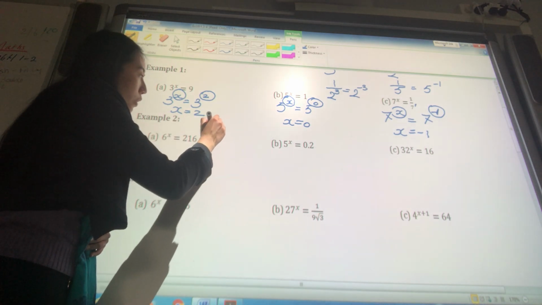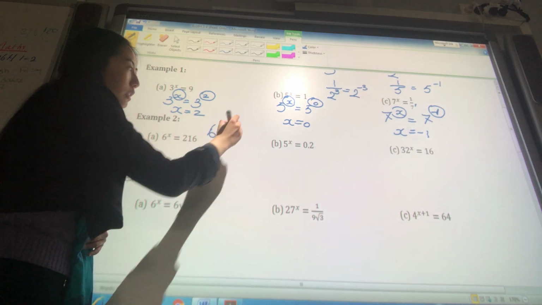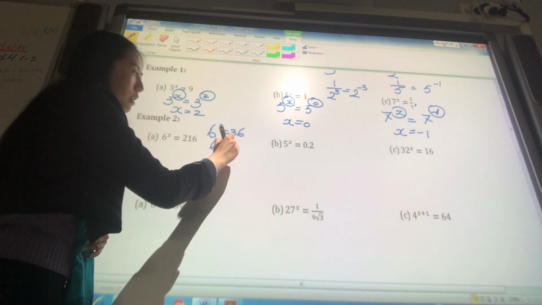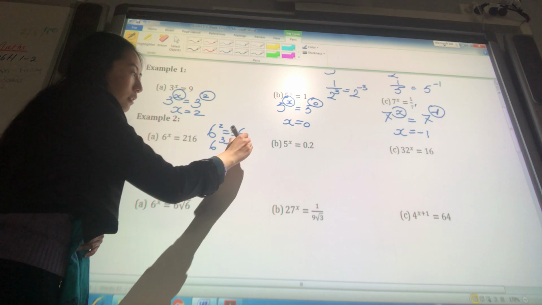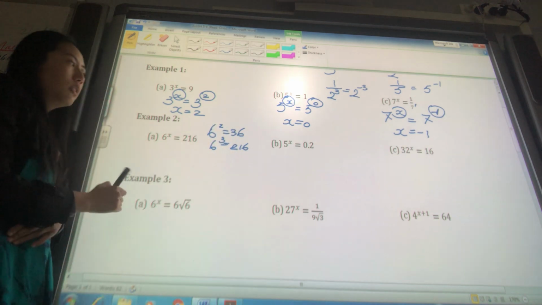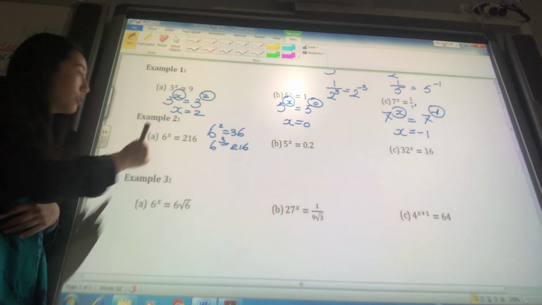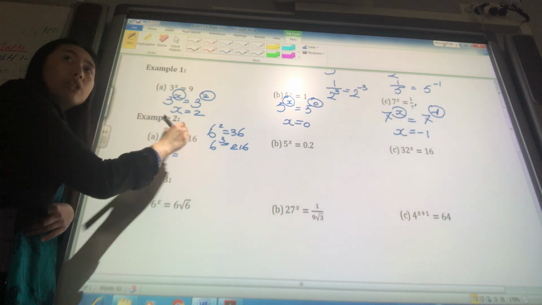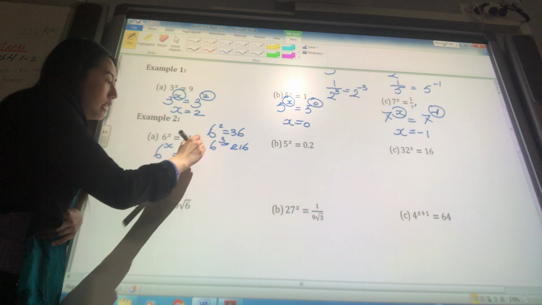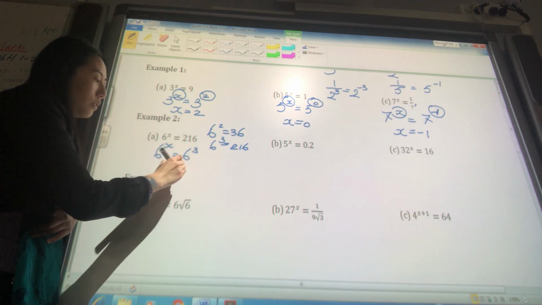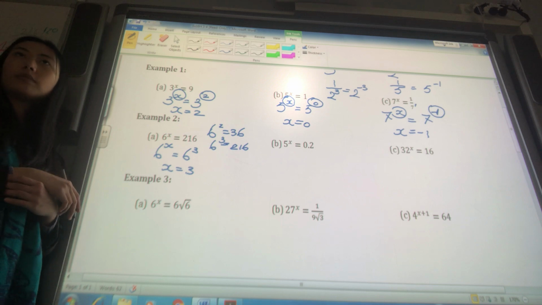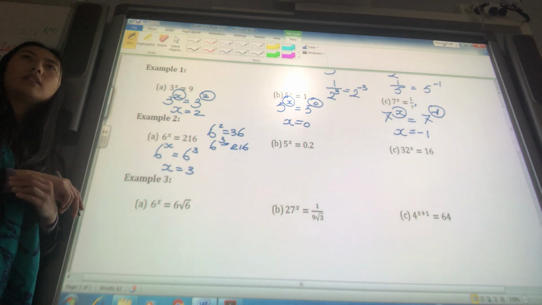6 to the power of 2 is equal to what? 36. See if I go one further. 6 cubed, how much is it? This is 216. Right? So this is already the answer. So you have 6 to the power of x equals, I just have to change 216 to 6 cubed. Now I can say x and 3 are equal. So the powers are equal. Does that make sense?